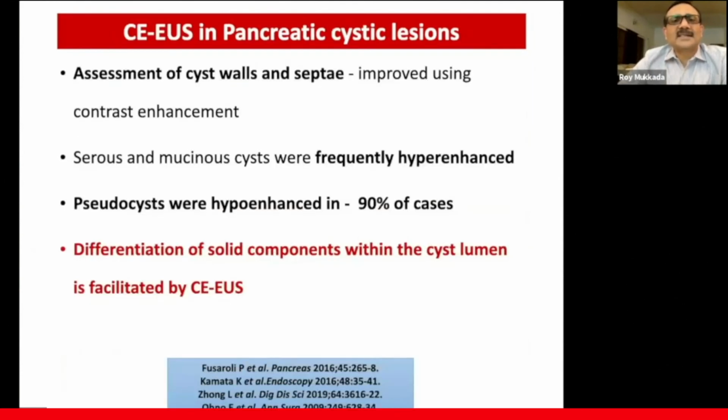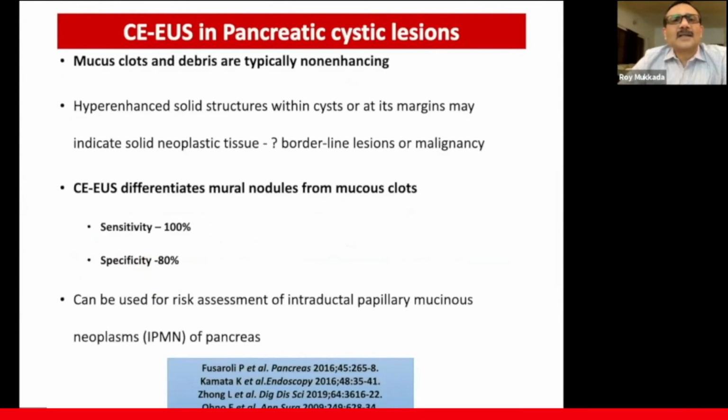Now, in pancreatic cystic lesions, assessment of cyst walls and subtype is improved using contrast enhancement. Serous and mucinous cysts were frequently hyperenhanced. Pseudocysts were hypoenhanced in 90% of the cases. So differentiation of solid components within the cyst is facilitated by contrast enhanced EUS. Now, how to differentiate the mucus clots and debris? They are typically non-enhancing, and hyperenhanced solid structures within the cyst or at its margins may indicate solid neoplastic tissue, the borderline lesions or malignancy.